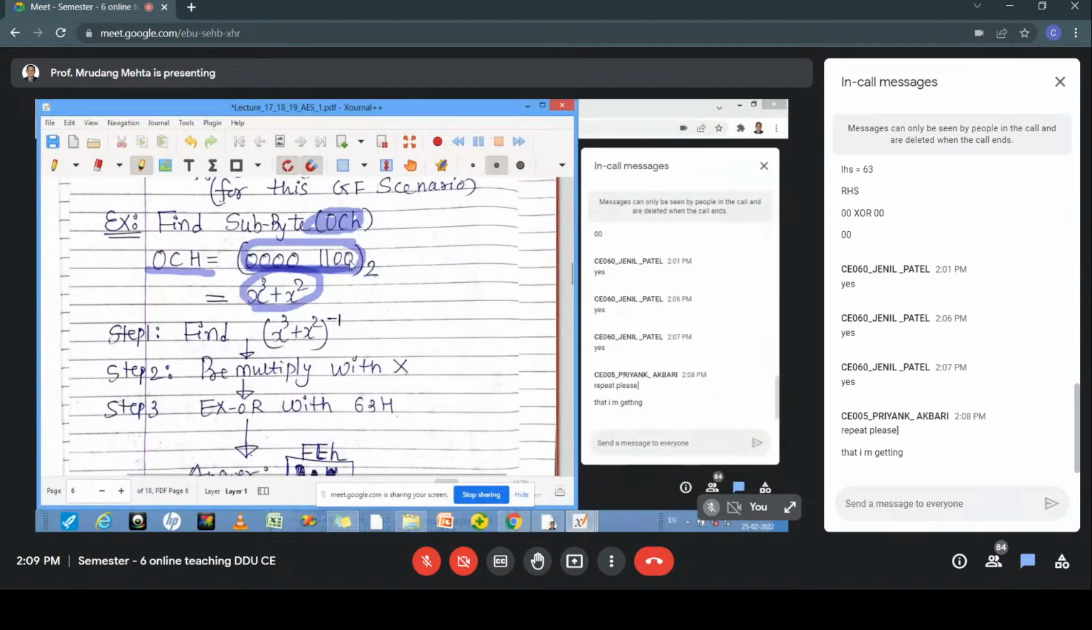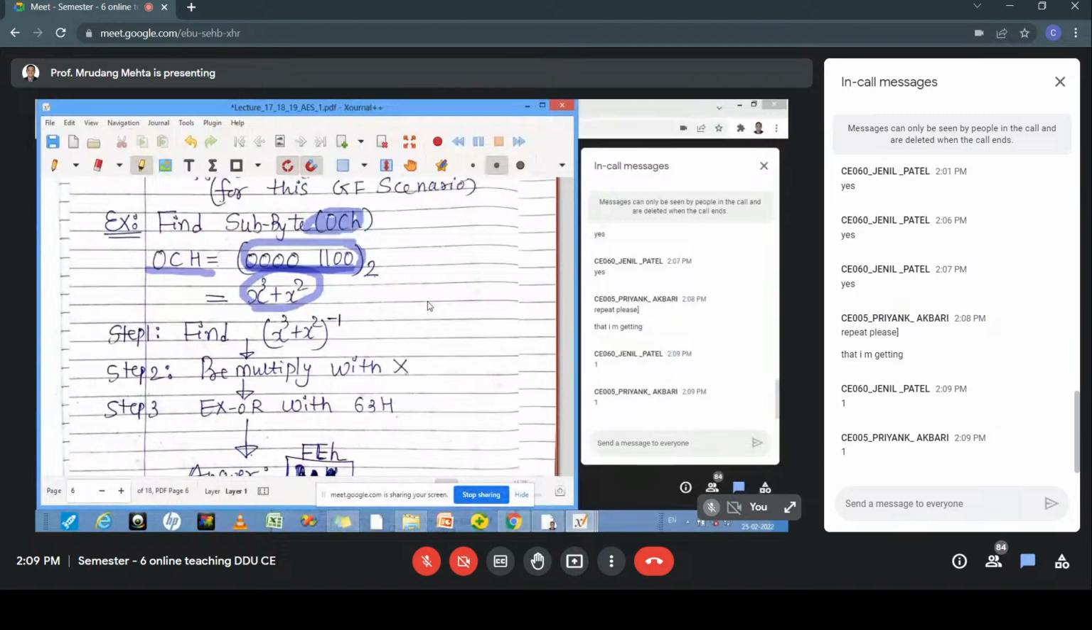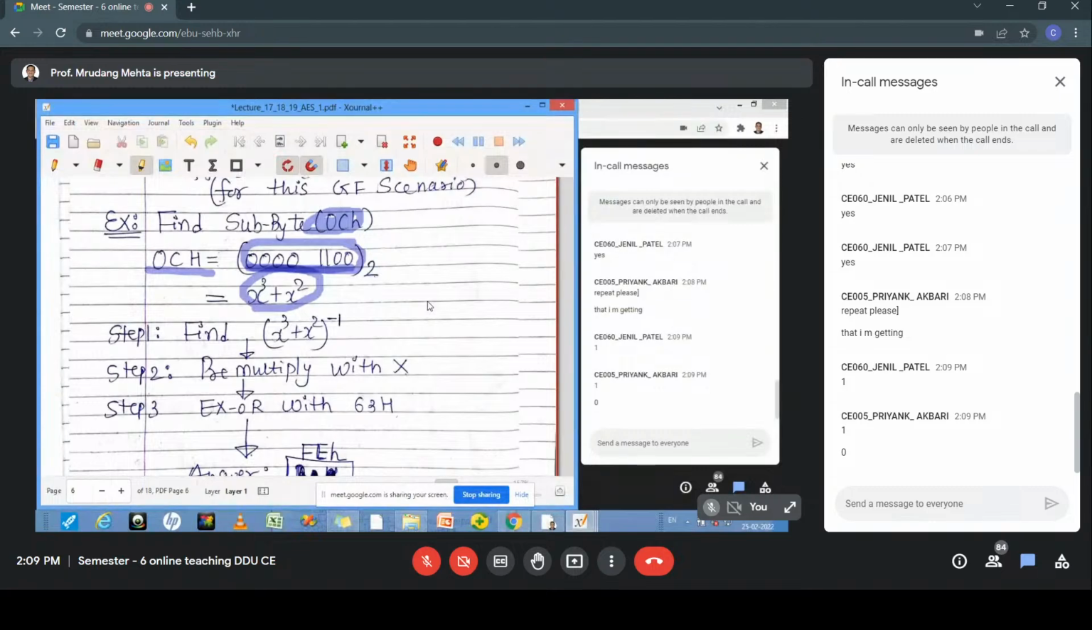This is x raised to power 0. The LSB bit is supposed to be multiplied by x raised to power 0. What is the value of x raised to power 0? That is 1, right? Now 1 multiplied by 0, what is the value? 0, right? Now, we have to convert it into a polynomial.